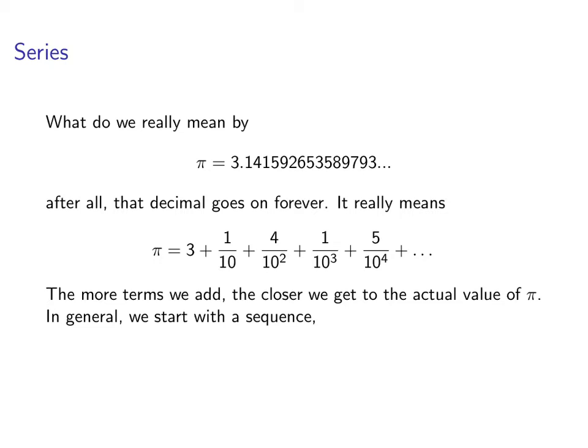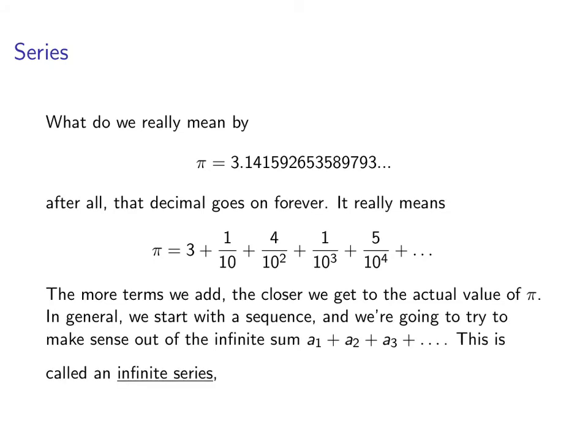So the general idea is that we're going to start with a sequence, and we're going to try to make sense out of the infinite sum, a1 plus a2 plus a3 and so on. And this is called an infinite series. And we're going to denote it with the sigma notation to write the sum, where n goes from 1 to infinity, of a sub n.